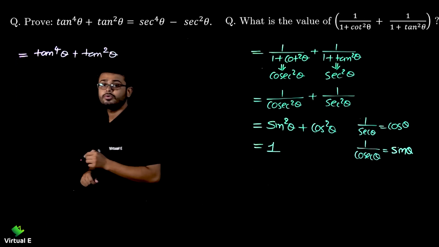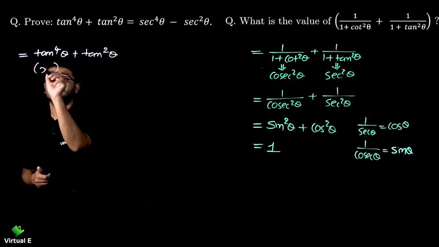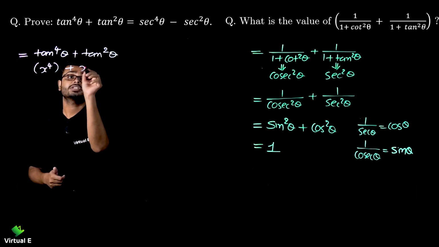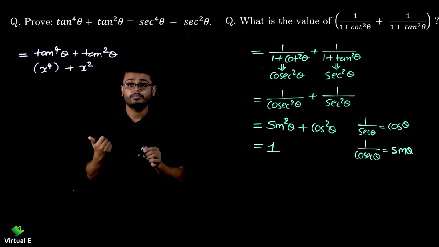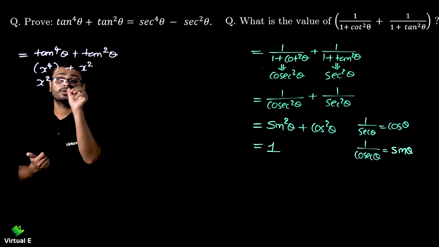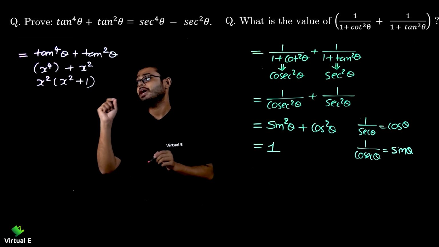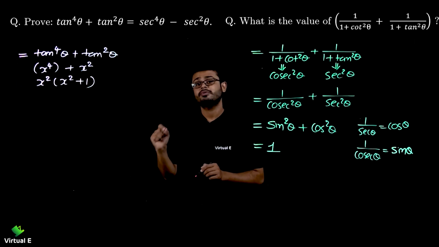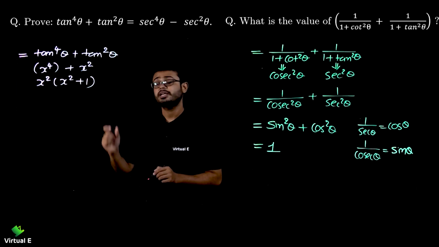Done. Now what to do over here? Suppose if you have something like x raised to 4 plus x raised to 2. So how would you do it? You will take x raised to 2 common, right? And you will be writing it as x square into x square plus 1, right? I'm comparing with the algebra because we know algebra better than trigonometry. So this is the same thing I'm going to do.